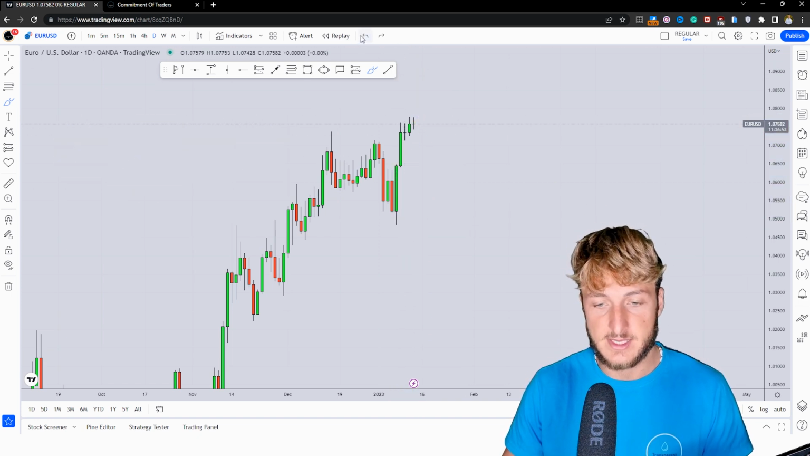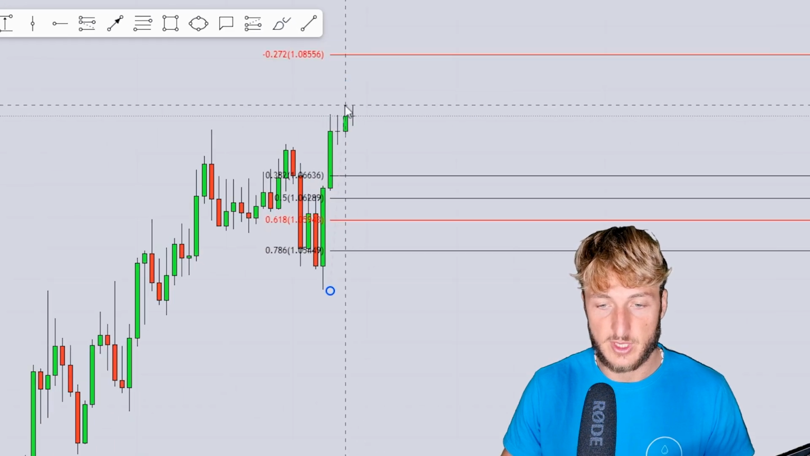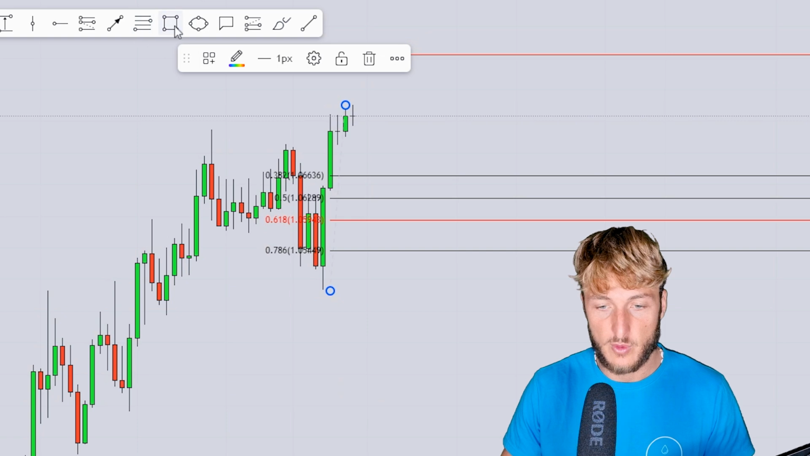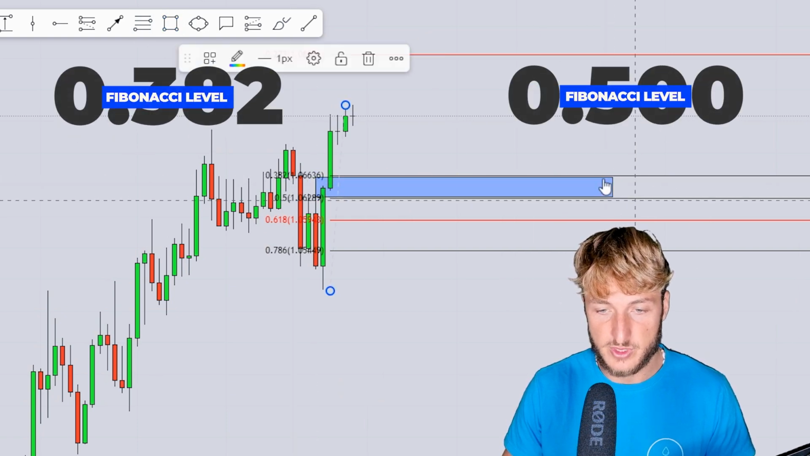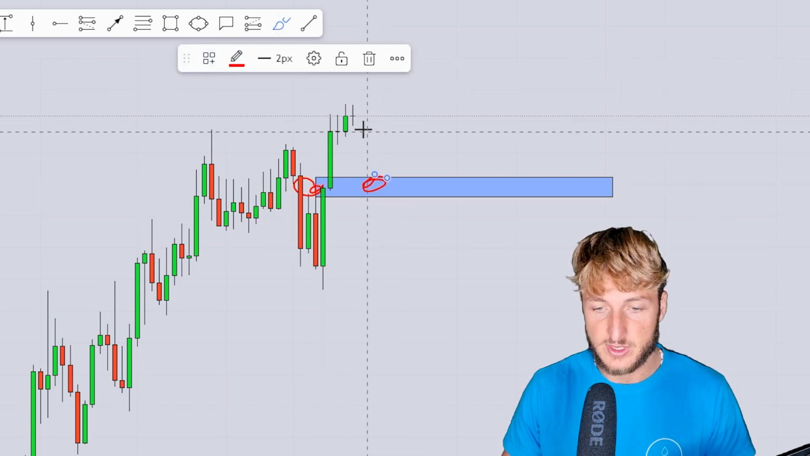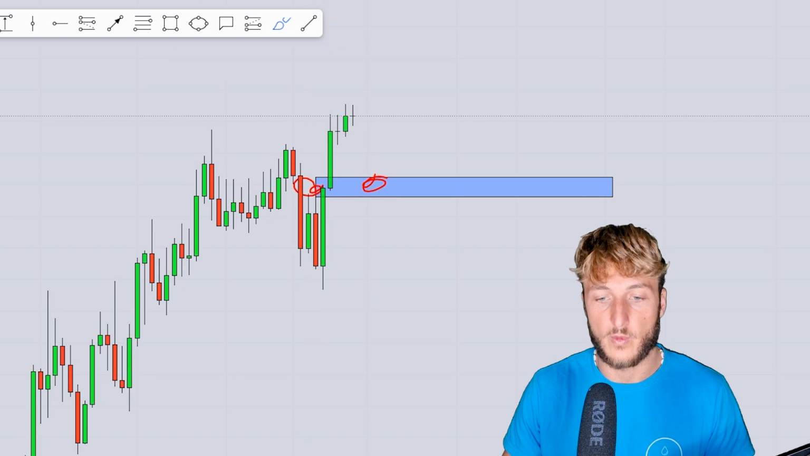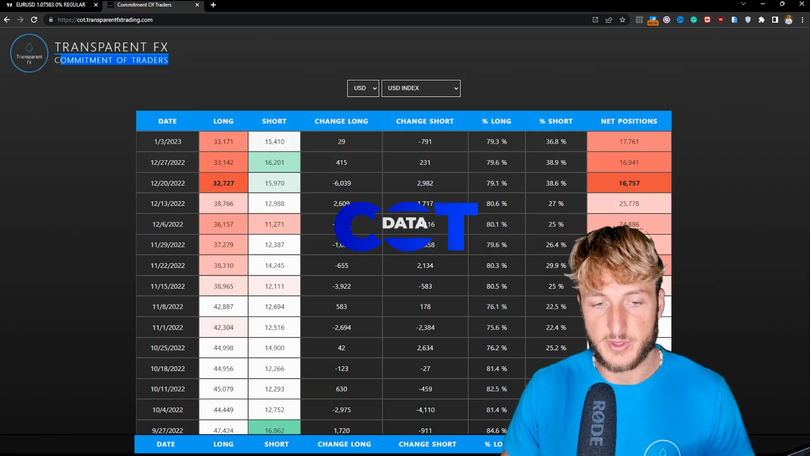Now, in this case, the impulse leg is from this low to this high. So if we take our Fibonacci from the low to the high, what we can see is that we have a 0.32 and 50% Fibonacci retracements lining up exactly at this area that we could expect this market to create a correction to.